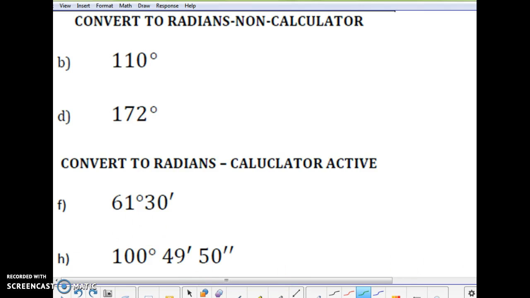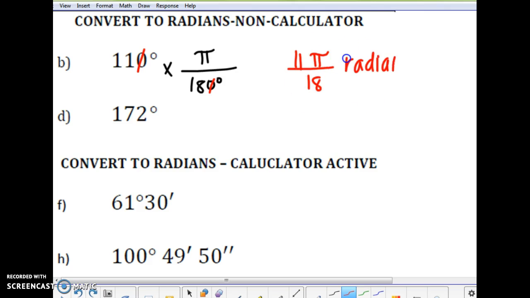And from here, we're going to go the opposite direction, which is going to be from degrees into radians. So this time, I want that radian to be in the top. Radian is always going to be your pi. Degree is going to go in the bottom. This is non-calculator active. You can cancel your zeros. This is 11 pi over 18. No units go out here. If you want to, you can write radians, but you don't have to.